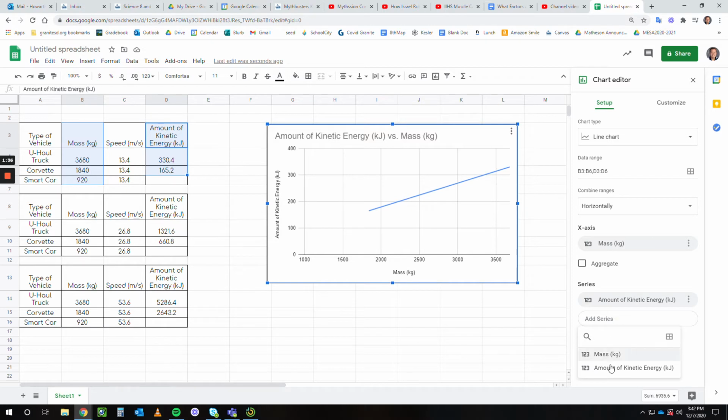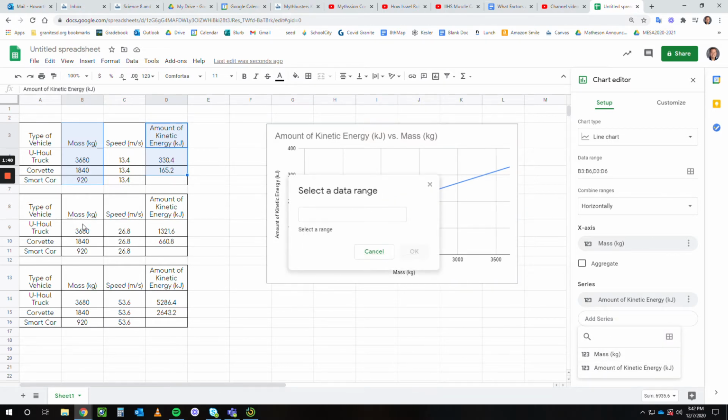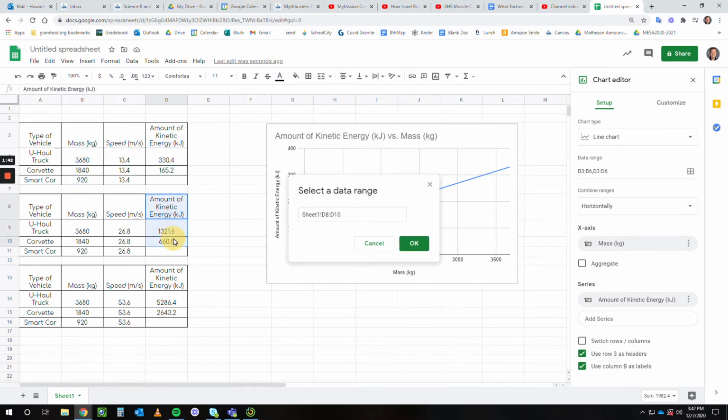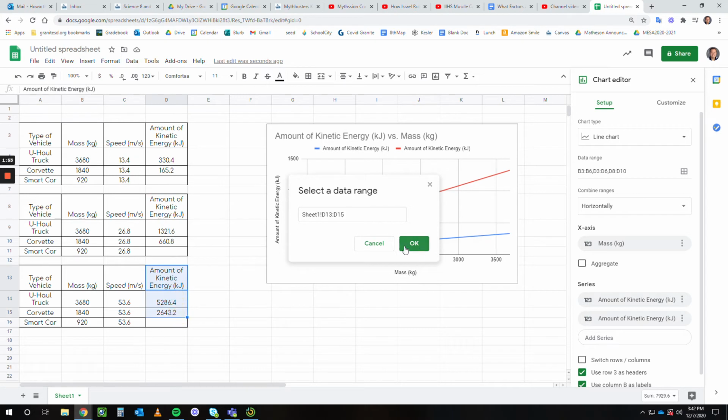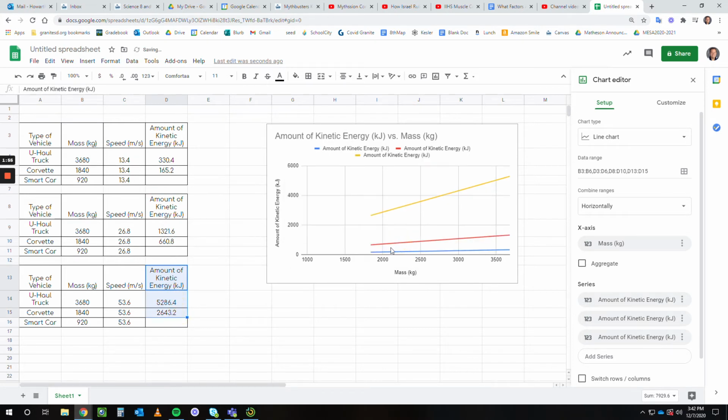I'm going to go ahead and add a series to this. So I hit Add Series, and then I'm going to select these cells. The cells that I'm going to select right there are going to be for the second speed. I'm going to hit OK. I add in that data. Then I'm going to do the same thing with the third series. I have 3 lines up here. All of them have positive trends. As the mass increases, the amount of kinetic energy goes up.